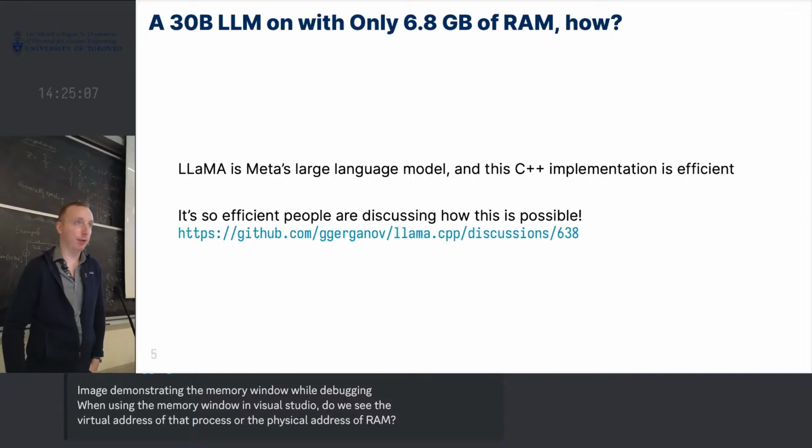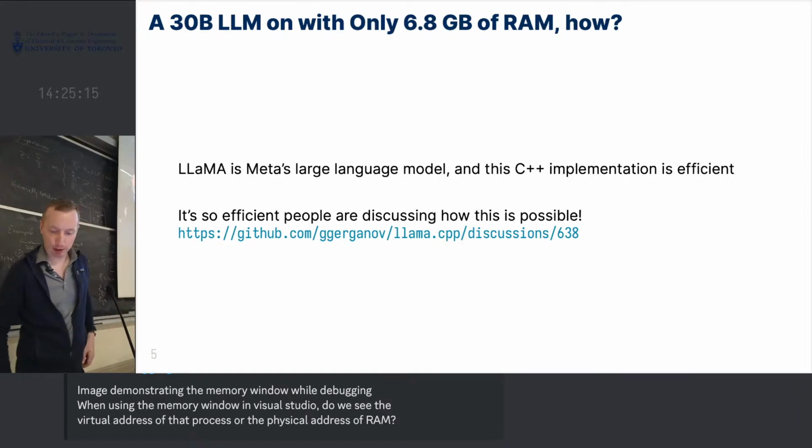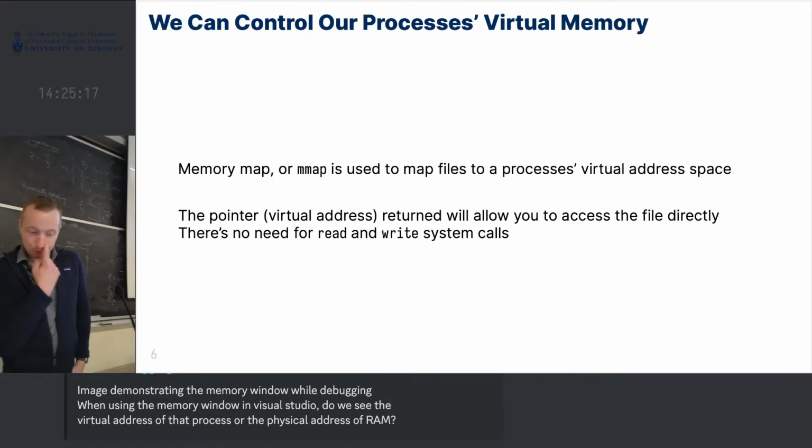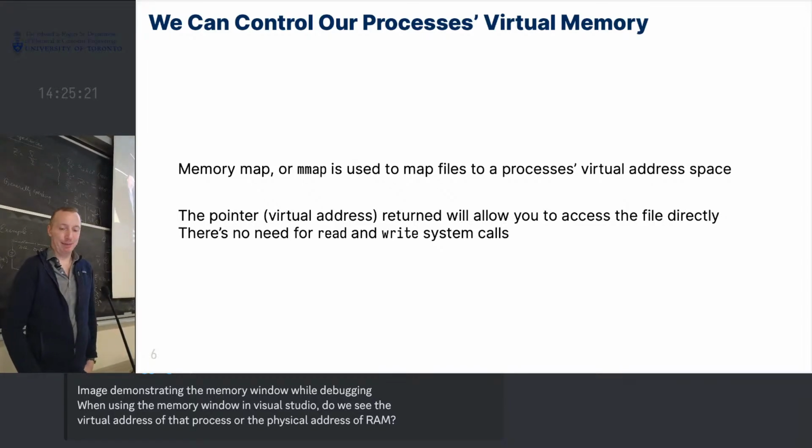And I will teach you the trick because now you can understand it. And this is why people should take an operating systems class, because everyone thought this was impossible, but it's not. So I alluded to this last time, that we can control our process's virtual memory. So memory map, or mmap, is used to map files to a process's virtual address space.